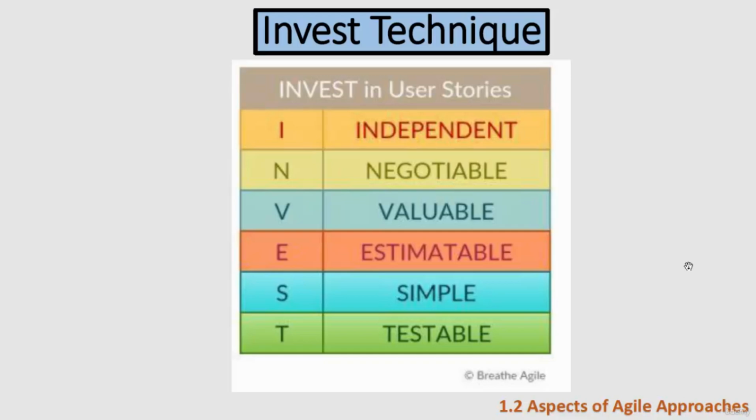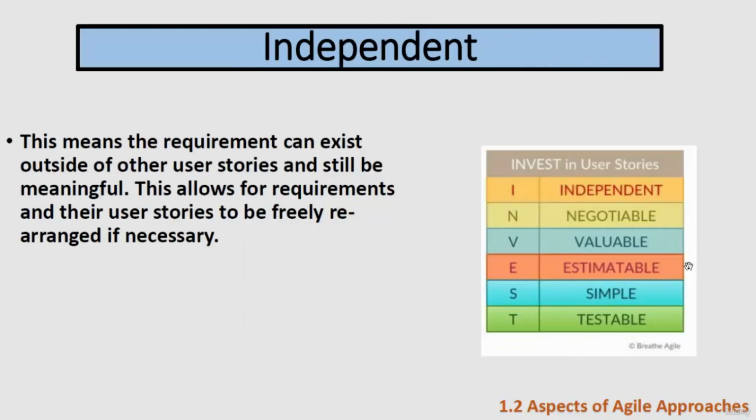Now let's talk about a technique that the tester uses to test the user story that is written. This technique is called the INVEST technique. INVEST: the I for independent, the N for negotiable, the V for valuable, E for estimatable, S for simple, and T for testable. So these are 6 aspects that need to be covered in our user story.